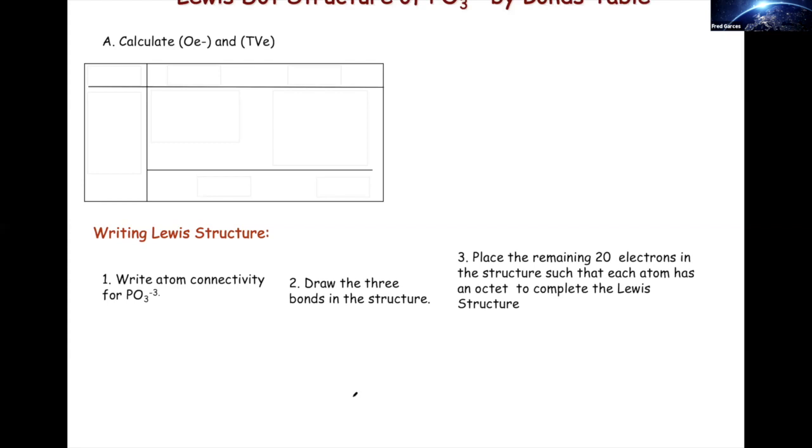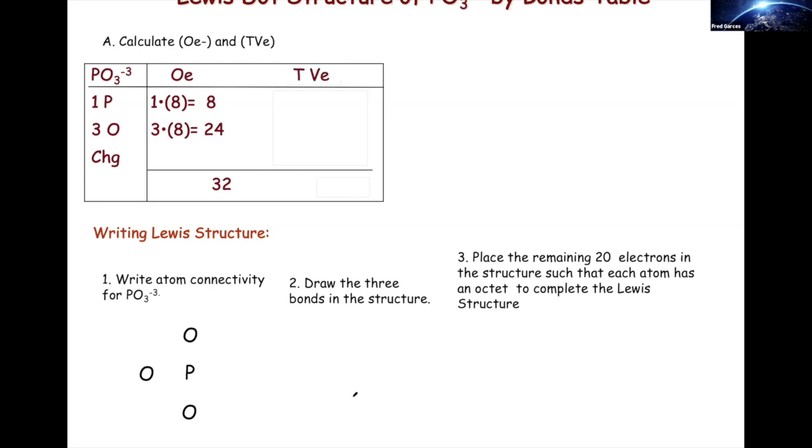Here's another example, PO3 -3. Notice it's a -3, so we have to add 3 more electrons. Here's our formula, atoms and charge. Remember that phosphorus is in the center. Oxygen flanks the phosphorus. Let's calculate our octet electrons. That's a total of 32.